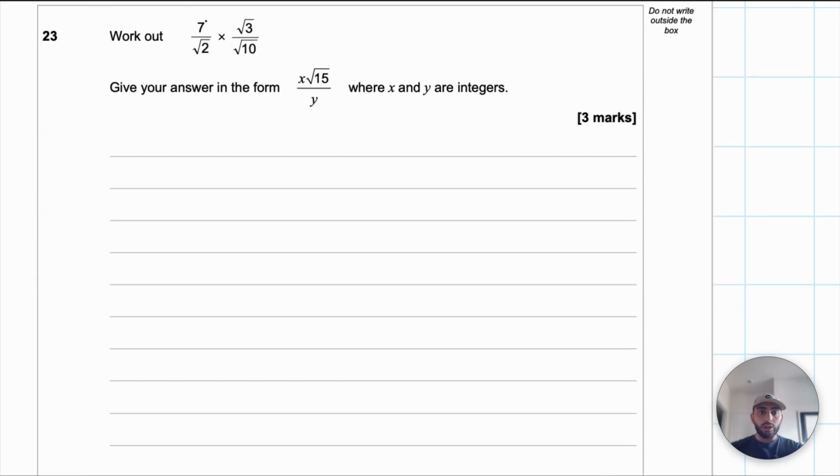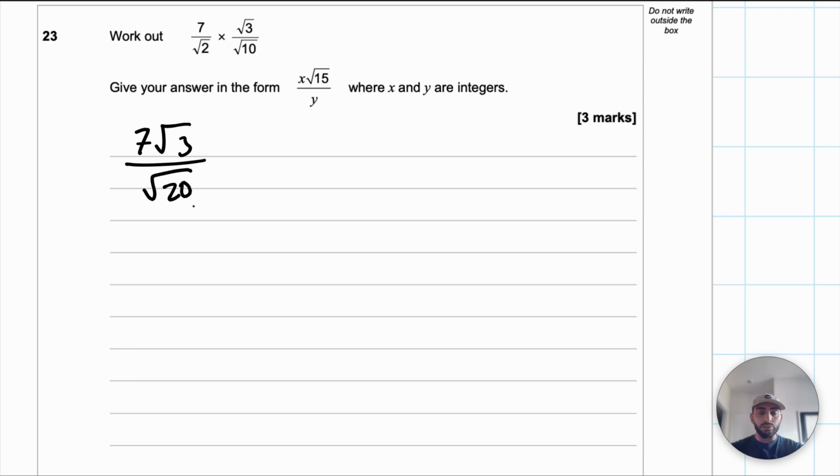Question 23. Work out 7 over root 2 multiplied by root 3 over root 10. Give your answer in the form x root 15 over y, where x and y are integers. This is telling me that there's probably going to be some rationalizing involved in this question. Let's multiply out these first. 7 times root 3 is 7 root 3. Root 2 times root 10. 2 times 10 is 20, so it's root 20.